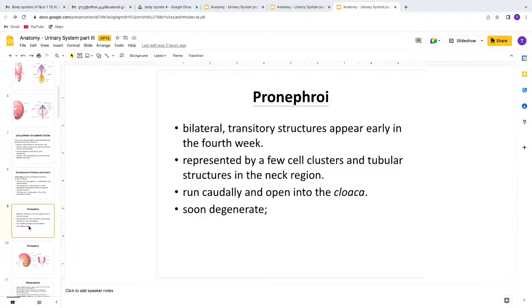So let's start with the rudimentary kidneys, and these are the pronephroi. They are bilaterally located mostly during the first week of embryologic development. They are represented by a few cell clusters and tubule structures in the neck region. They run caudally and open into the cloaca, and they soon degenerate. So we don't see them in the human at all.